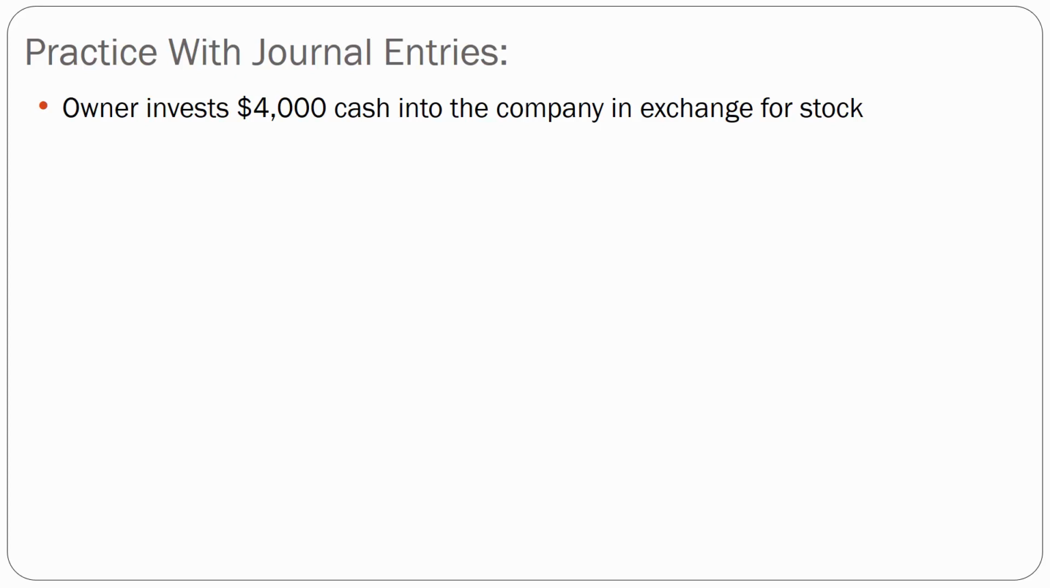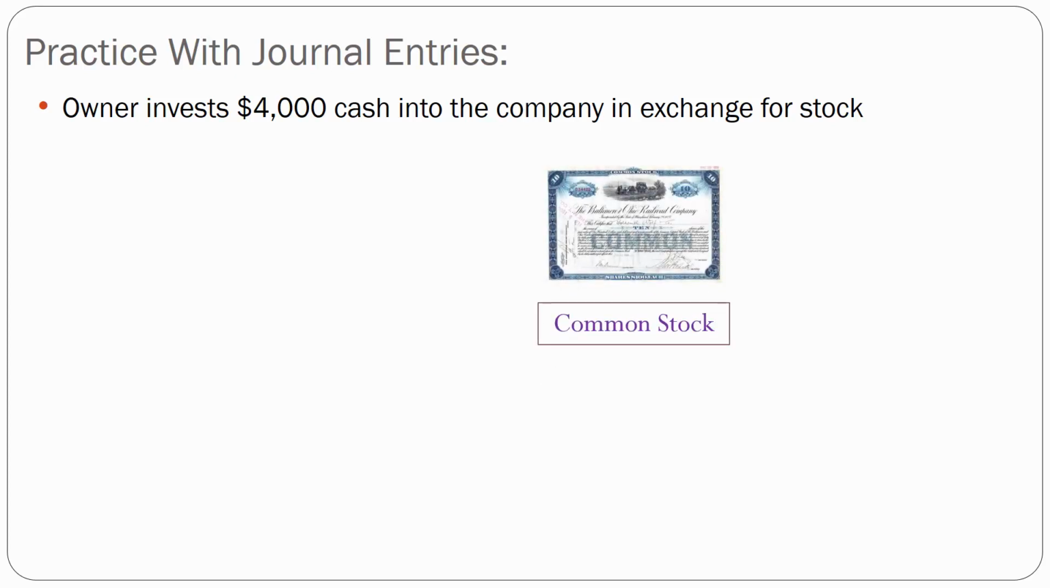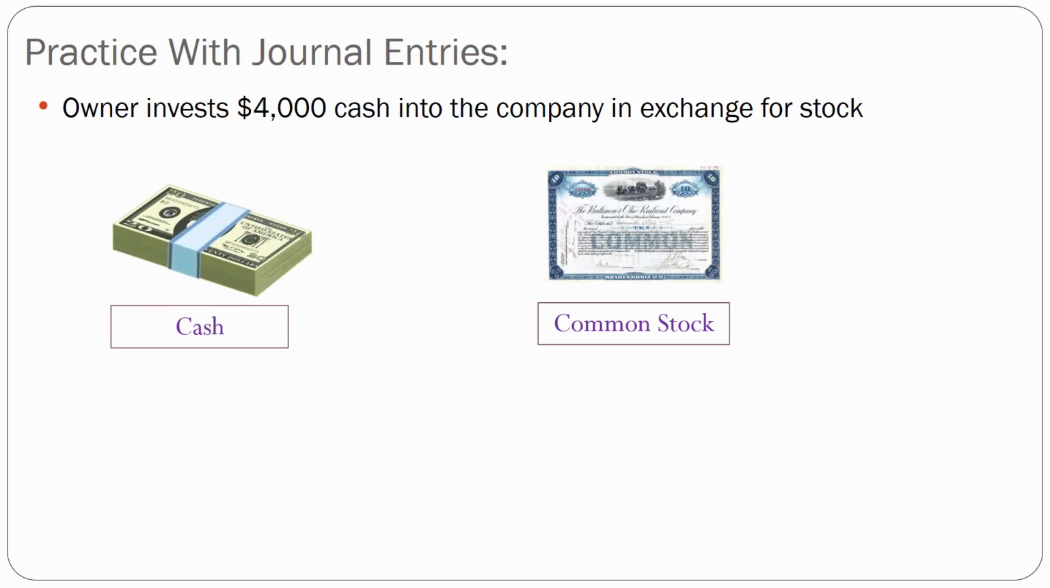Now let's look at some journal entries and do some practice. The owner invests $4,000 cash into the company in exchange for common stock. So in our situation, our first rule is we always need to look for our 2 accounts. So here we have stock being created and we have cash that's going into the company. So our cash is an asset and our value of that asset is increasing because the cash is going into the company. And our common stock is a common stock account, which is part of our equity. And the stock is increasing because it's creating equity in that company.